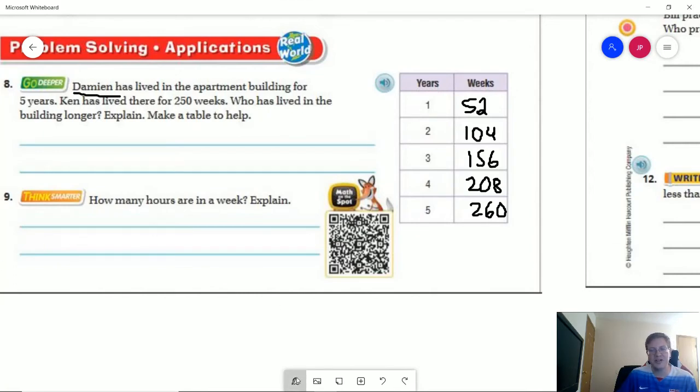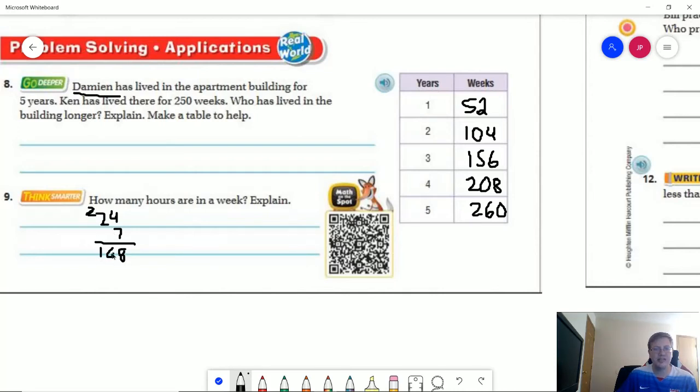So how many hours are there in a week? Well, we have 7 days in a week. We have 24 hours in a day. So we can do 24 times 7 to get our answer. And so when we do that, that would be 168 hours in a week. And you could just give the answer.